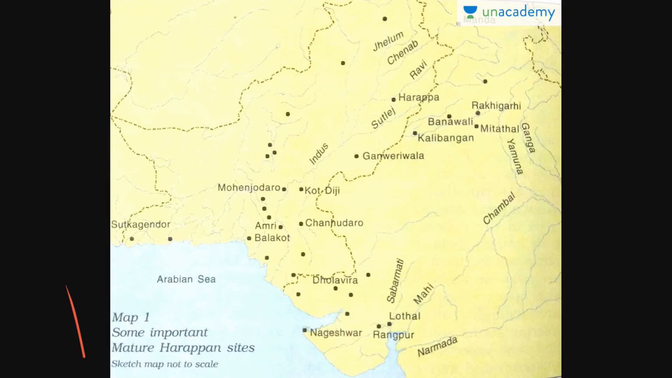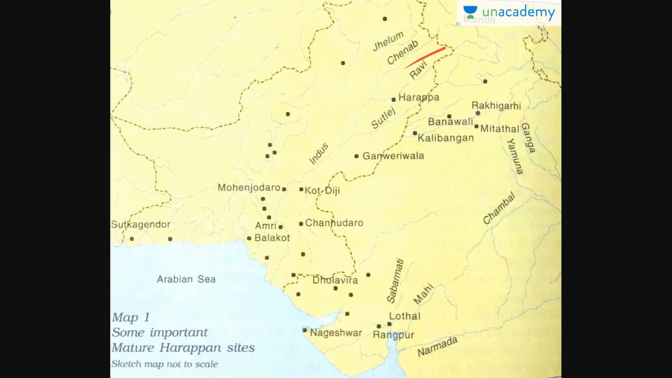So these are many of the sites, like you can see here: Rakhigarhi, Banawali, Kalibangan, this is Ganweriwala, then here this is Harappa, then here Mohenjo-daro, there's Balakot, Chanhudaro, Kot Diji, Dholavira, Lothal, etc. This is the present boundary, you can say. Then this is another area, but at that time Pakistan, Afghanistan, and India were all just one subcontinent. So they have given this boundary just to help you understand the present scenario. But these are the important sites, these are the rivers, the Indus and then the tributaries.